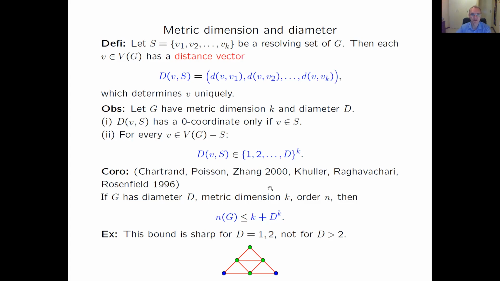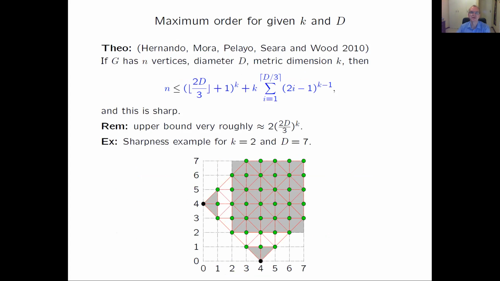So add these two things together, and we get an upper bound on the order of a graph whose diameter is D and the metric dimension is k. And this upper bound is k plus D to the k. Now, this bound looks pretty rough and it is not sharp except for D equals 1 and 2. But already the people who found this bound, Chartrand, Poisson, and Zhang, and also independently Khuller, Raghavachari, and Rosenfeld, observed that this bound is not sharp if D is greater than 2. So I want to look at sharpening this bound.